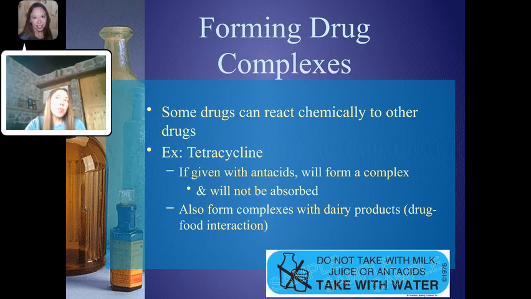So if the patient gets prescribed this medication and they go and they pick up their medication at the pharmacy, it will come with a label right on that bottle just to remind them not to be taking antacids or any milk products, any dairy products with that medication.